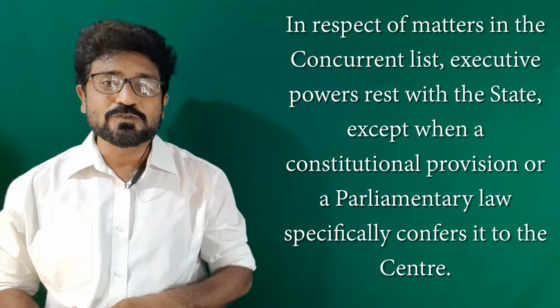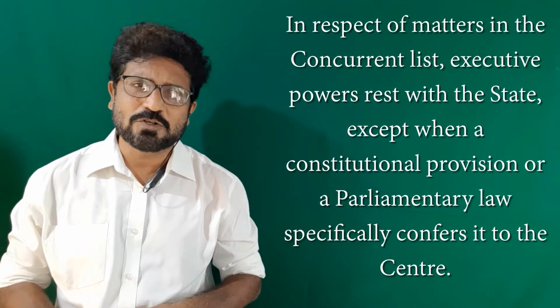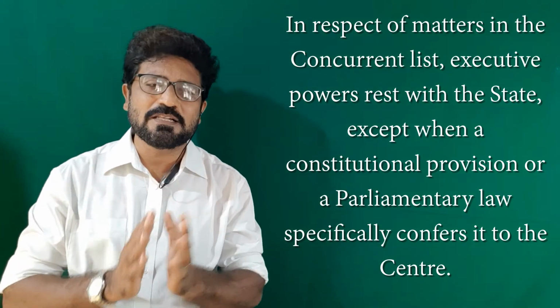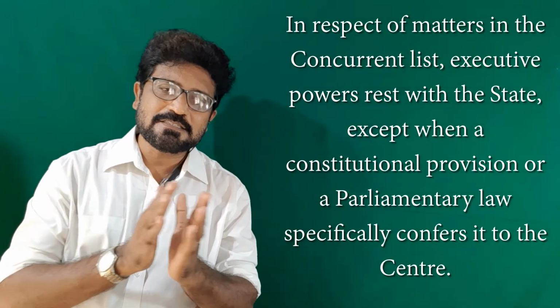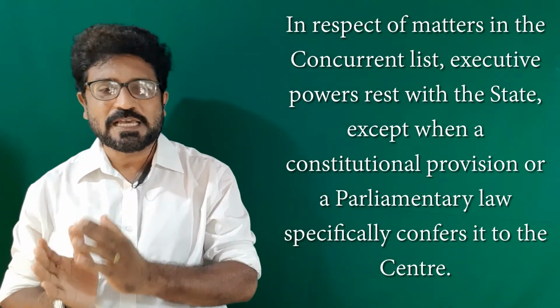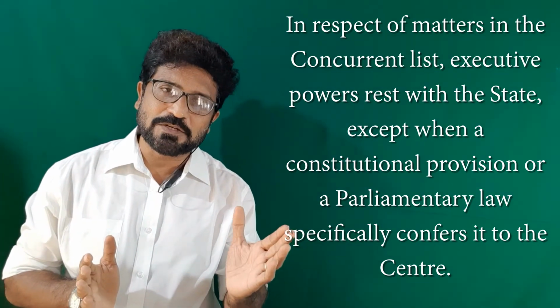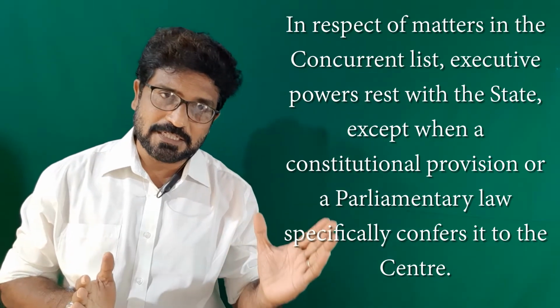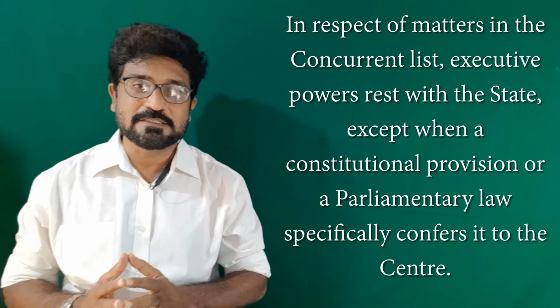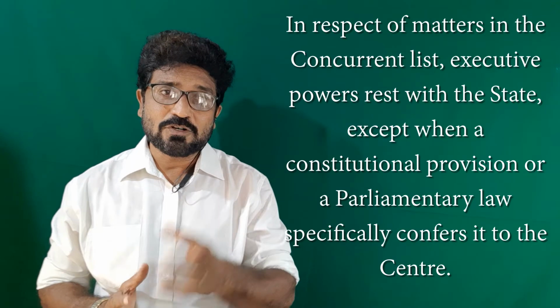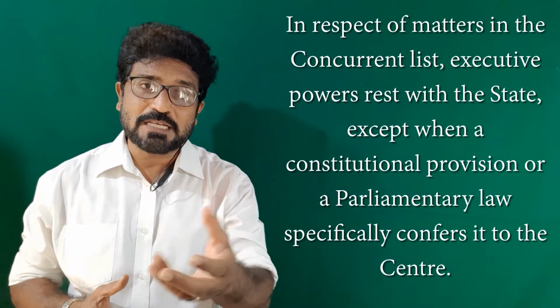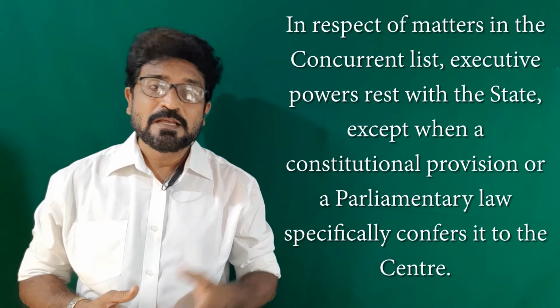And now coming to the items in the concurrent list, under normal circumstances, it is the state governments which will have the executive powers over the items enumerated in the concurrent list, except when a constitutional provision or parliamentary law is made conferring on the central government the power to maintain the administration over the items of the concurrent list.